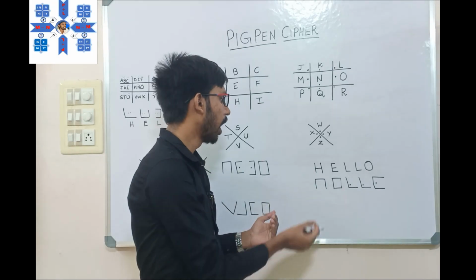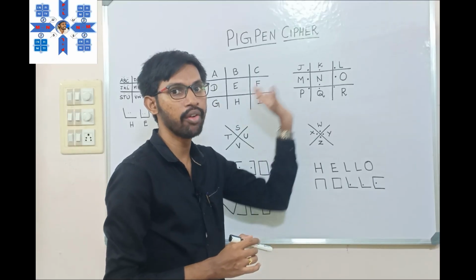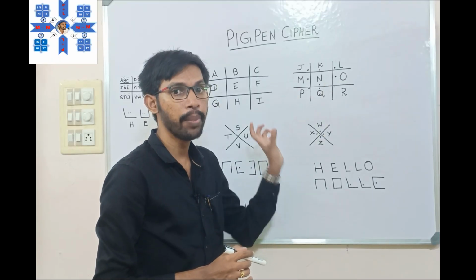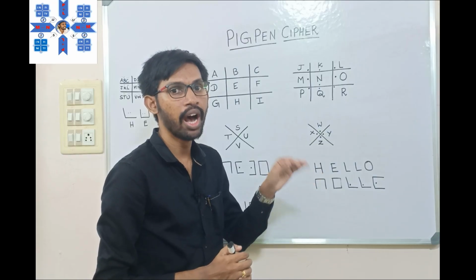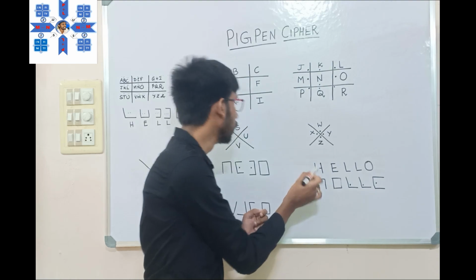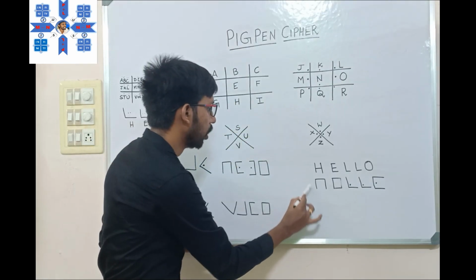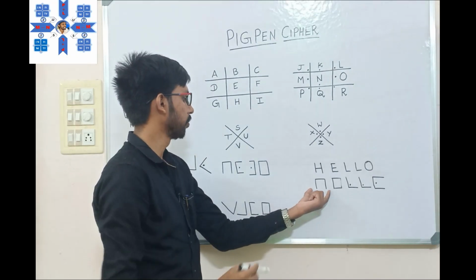So what should I do? I first plot each and every alphabet in either the grid or the X, and based on the position of the alphabet, I represent it with its geometric shape. So H: I can identify H here, and I can draw its geometric structure.